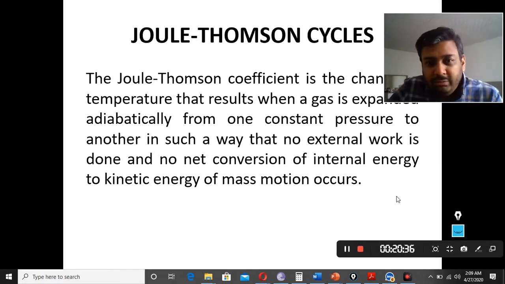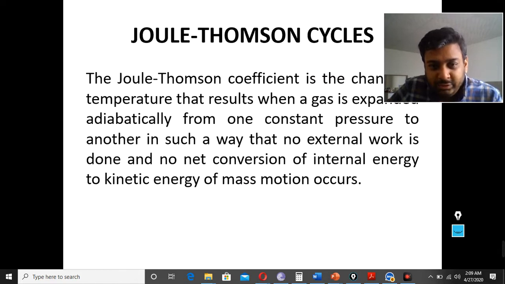First of all, we have to understand what a Joule-Thomson cycle is. What is the Joule-Thomson effect? It is the change in temperature when a gas is expanded adiabatically from one constant pressure to another, in such a way that no external work is done and there is no net conversion of internal energy to kinetic. So what it does is expand the gas and cool it.